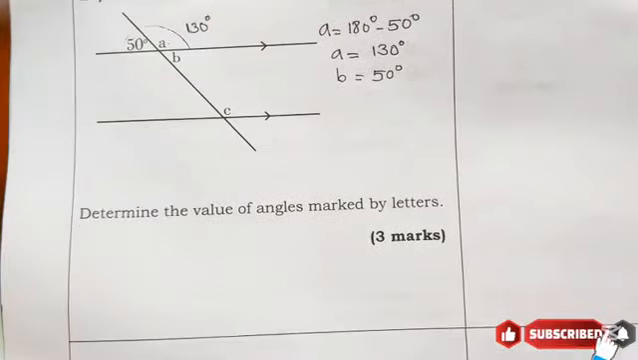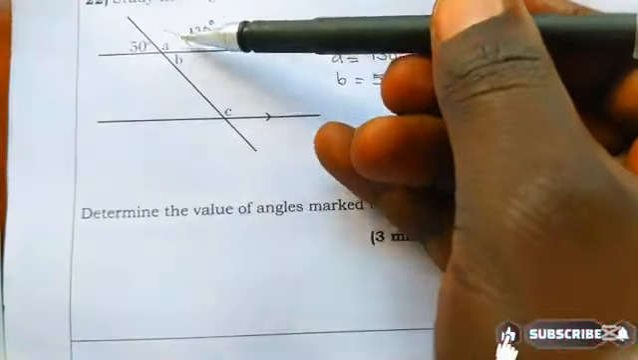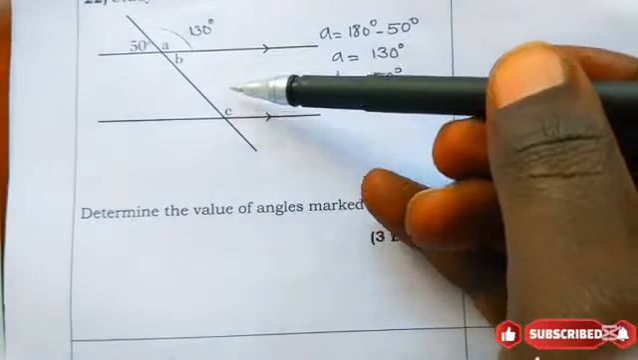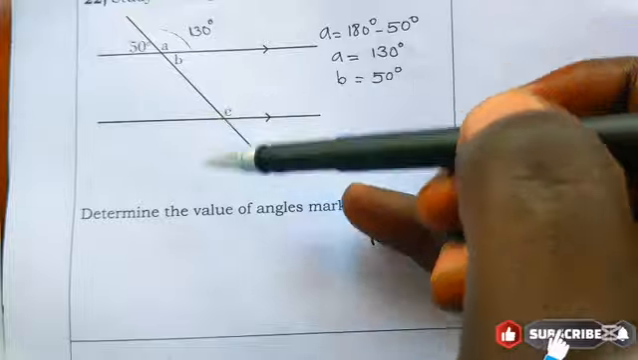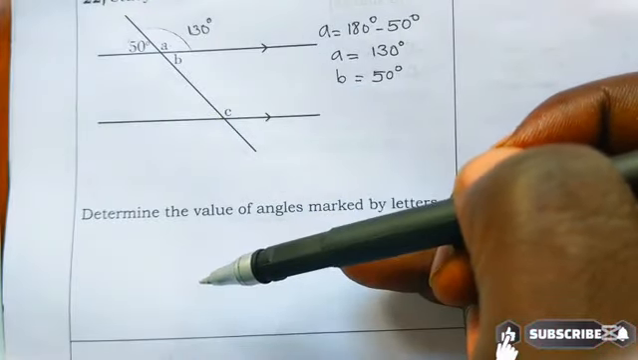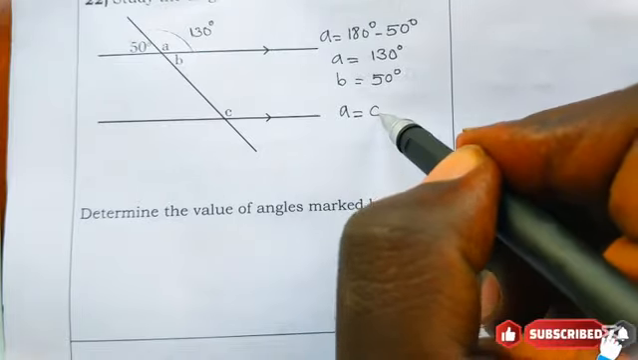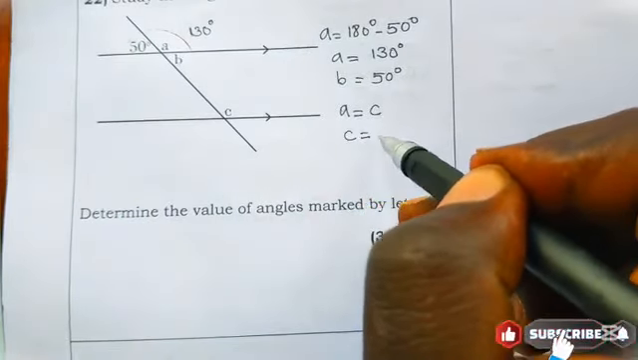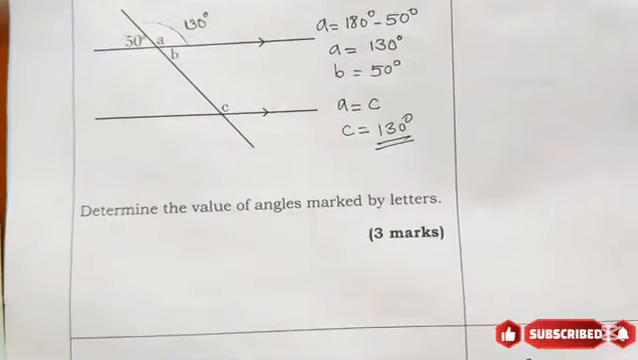Now, we have angle A and angle C. If you take it down, this A will take the place of C from here. That's why we say angle A and angle C, they are corresponding angles. Corresponding angles are equal, to mean that A equals C, means that C equals 130 degrees. Right.